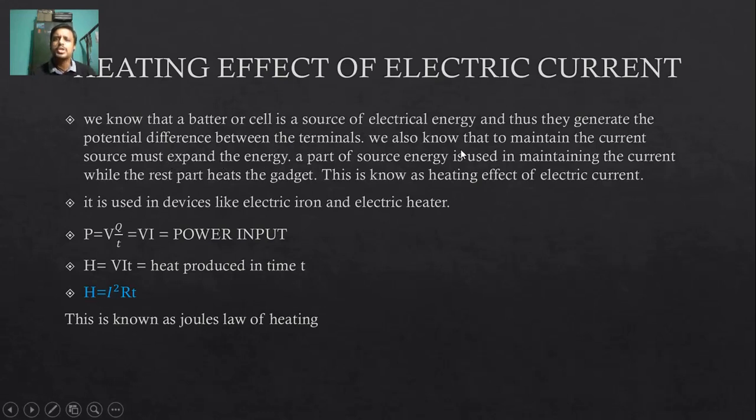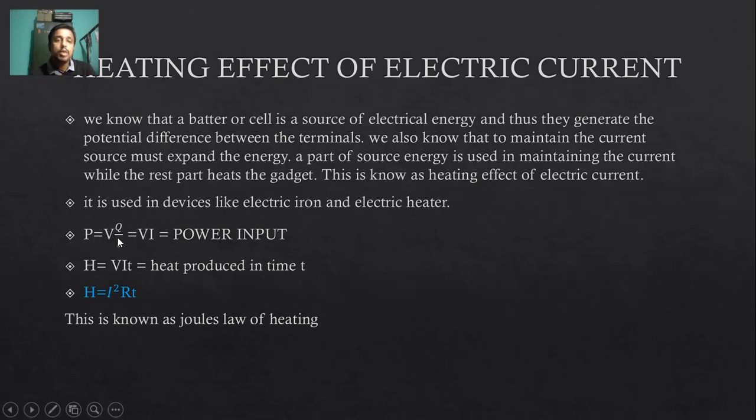A part of the source energy is used in maintaining the current, while the rest heats the gadget. This is known as the heating effect of electric current, the heat produced due to the extra energy. Heating effect is not bad at all. It is used in devices like the electric iron and electric heater.